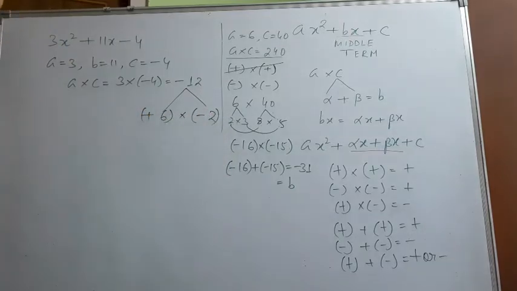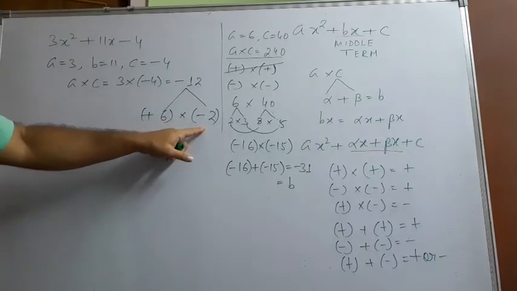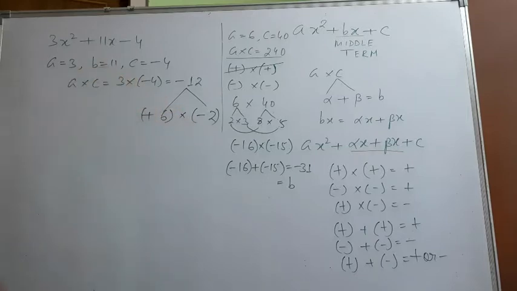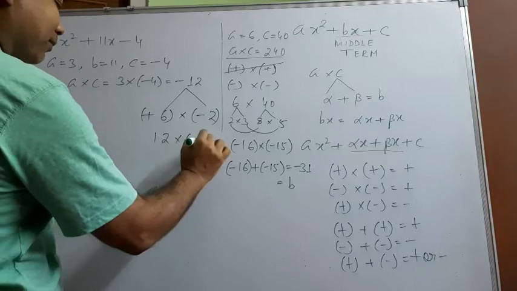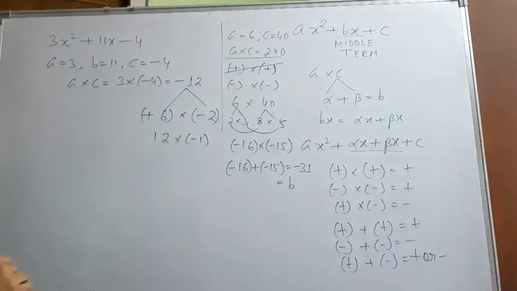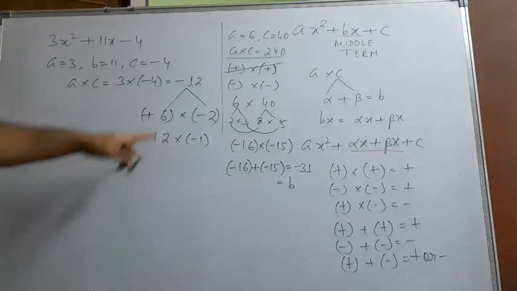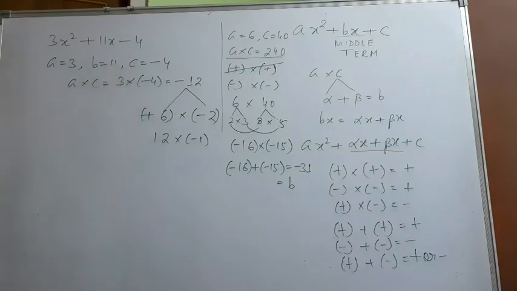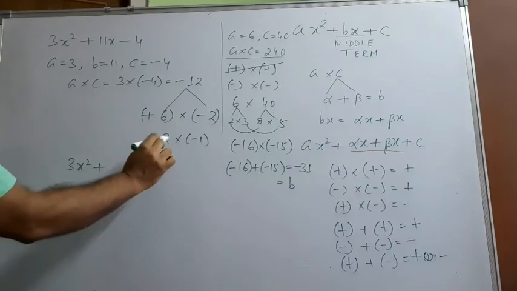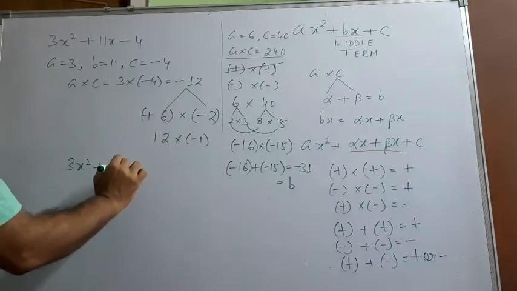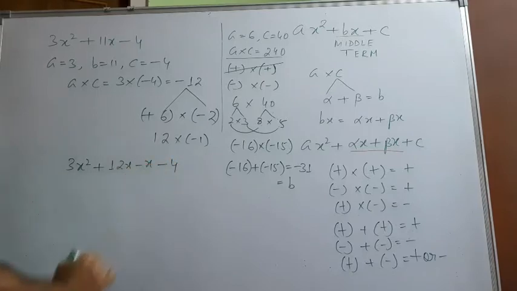Now if I take 6 and minus 2, what is their sum? 6 plus minus 2 is 4, not equal to 11. If I take 12 and minus 1, then what is the sum of 12 and minus 1? Product is minus 12, what is the sum? 11. Okay, so I have to write this one in this way: 3x squared, 11x is 12x and minus 1x, minus 4.